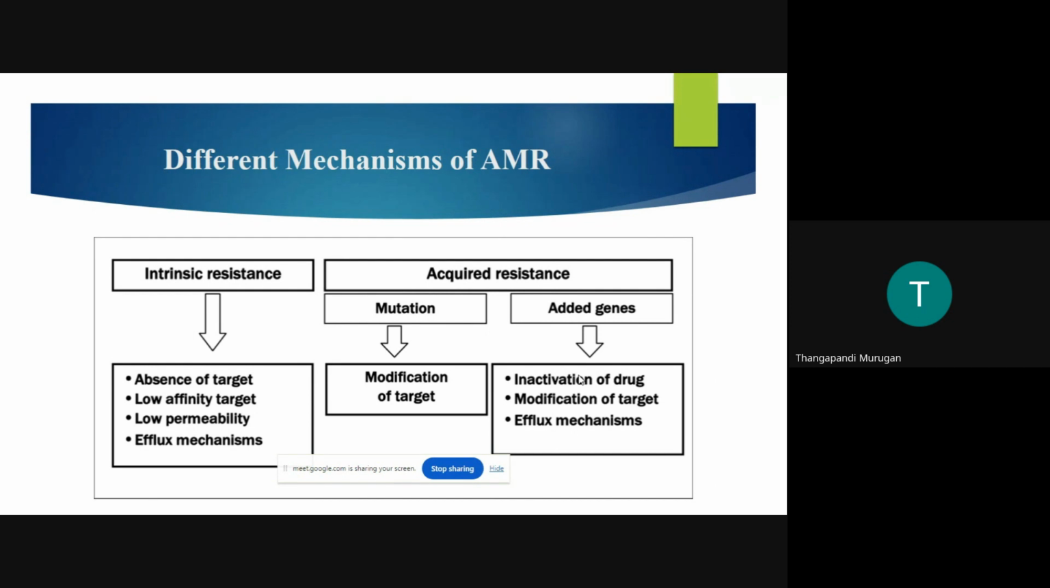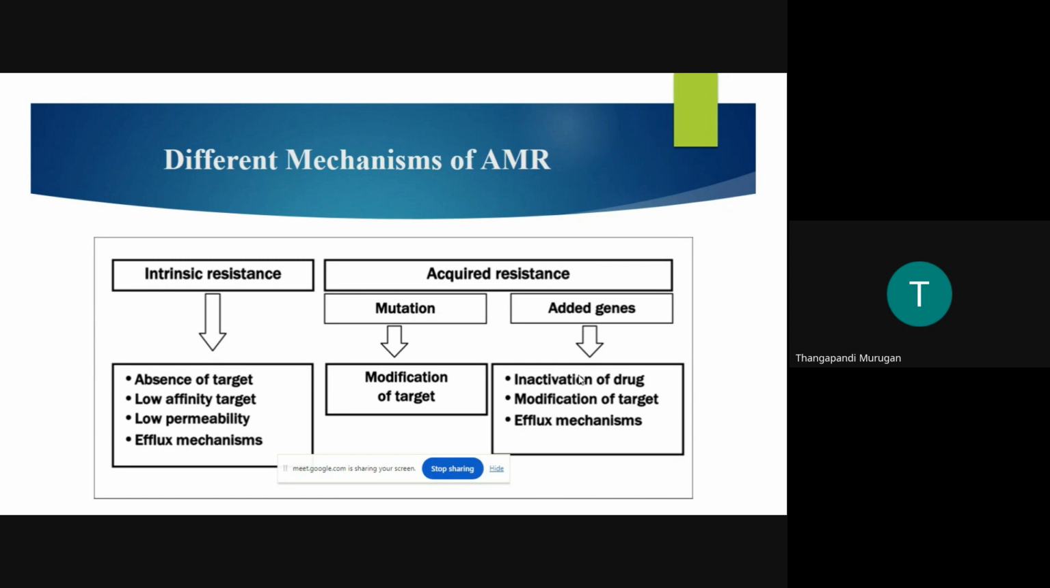Okay, what are the types of resistance? There are two major classes: one is intrinsic resistance and the other is acquired resistance. So there are two different scenarios, like natural immunity and acquired immunity. The natural immunity is the same concept as intrinsic resistance. In those cases, there is absence of target, low affinity of target, low permeability through the cell wall of the particular microorganism, and efflux mechanisms will be present.